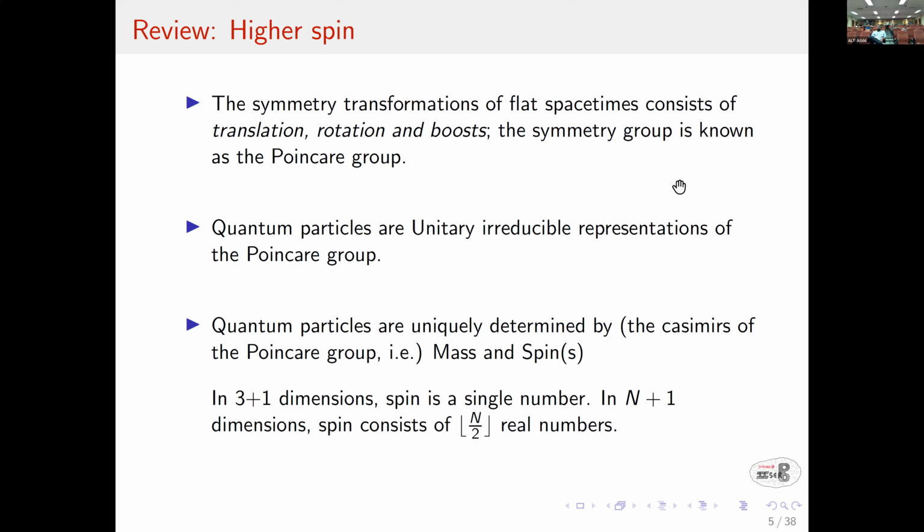Now, quantum particles are uniquely determined in 3+1 dimensions by mass and spin. But if you go to higher dimensions, it's basically a representation of SO(n), which means the spin consists of the eigenvalues of the Cartan generators, which means spin consists of floor of (n-2)/2 real numbers. So spin is a single number in 3+1 dimensions. In higher dimensions, it's not necessarily a single number, it's some set of numbers. It's an irreducible representation of SO(n).